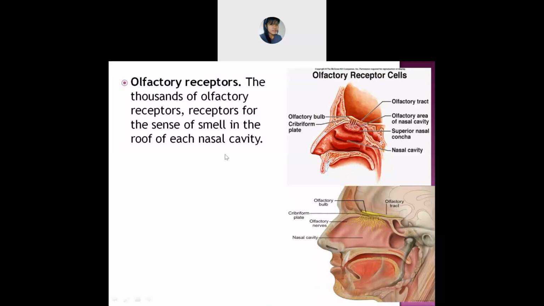Next is olfactory receptors. There are thousands of olfactory receptors, and they are found in the roof of the nasal cavity. So this is the nasal cavity. In the roof, right here, you will find the olfactory receptors, and with the help of the olfactory receptors, you can sense the smell, right?